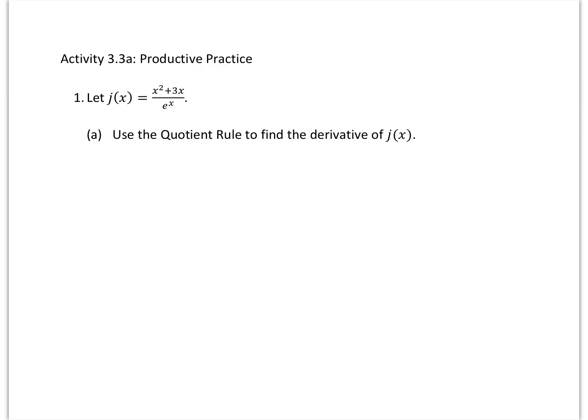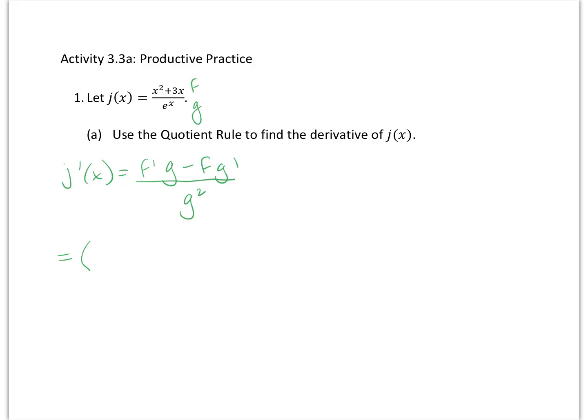Okay, let's go ahead and work our way through these problems. We want to use the quotient rule to find the derivative of j of x. So remember, the derivative of a quotient is found by using the quotient rule. F prime g minus f g prime over g squared. So my numerator is f and my denominator is g. So this is going to be f prime.